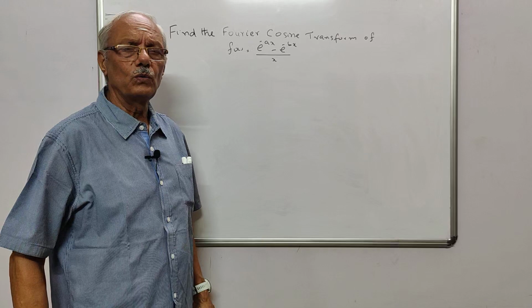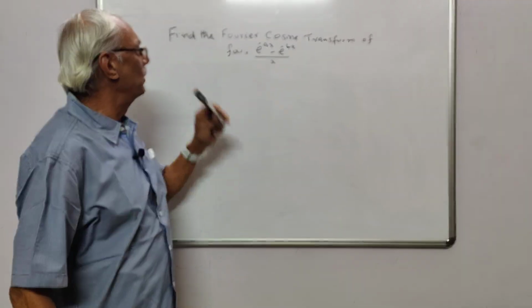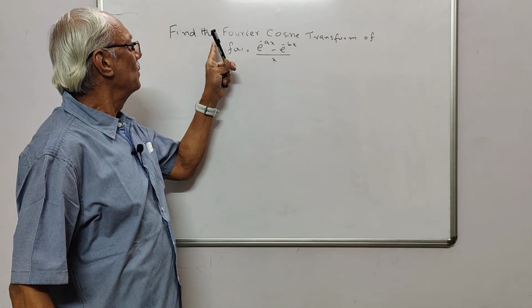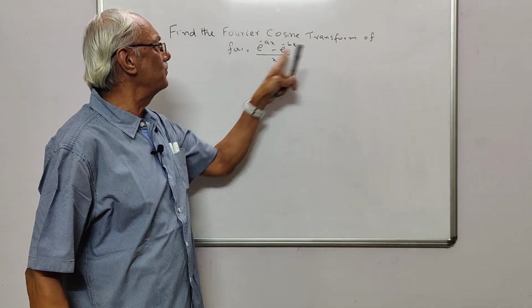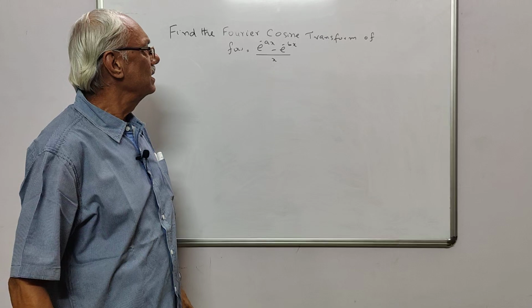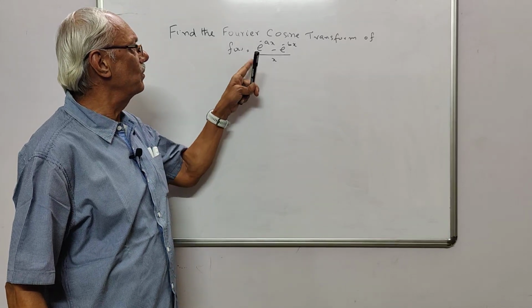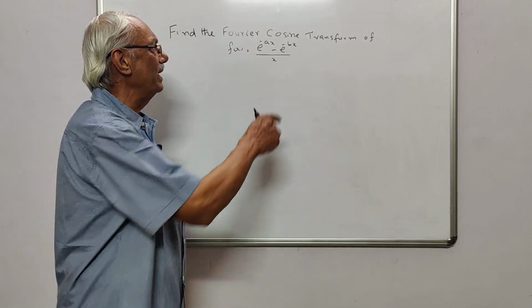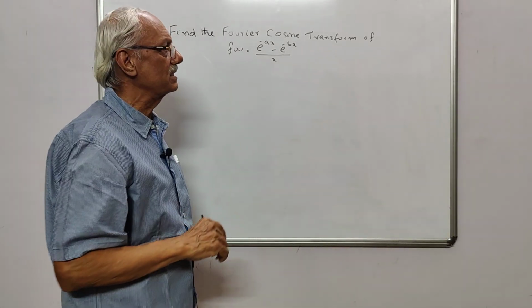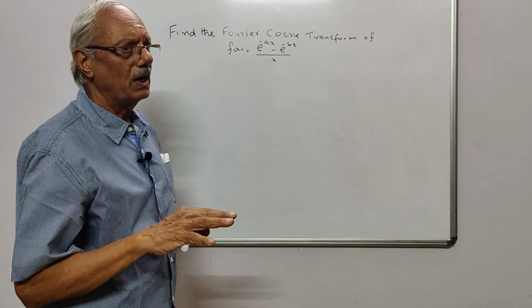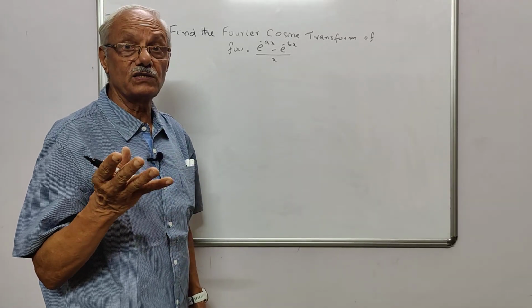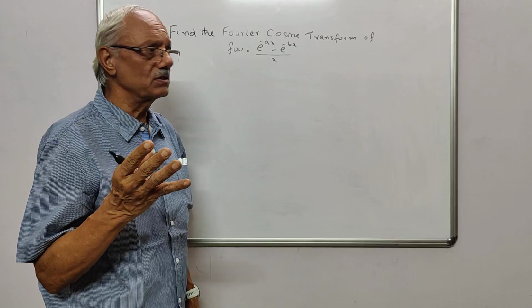Today let me solve this problem, which is finding the Fourier cosine transform of the given function f of x is equal to e to the power of minus ax minus e to the power of minus bx divided by x. This is also one of the problems which are important and frequently asked in university examinations.